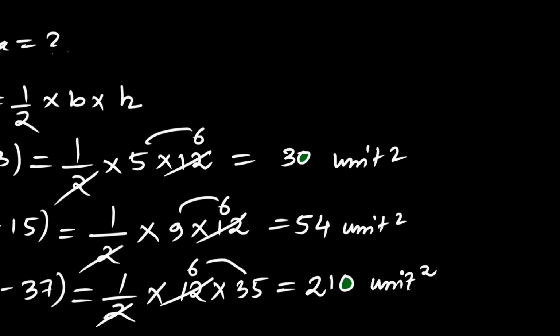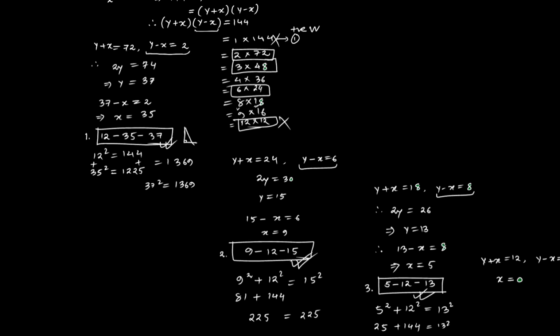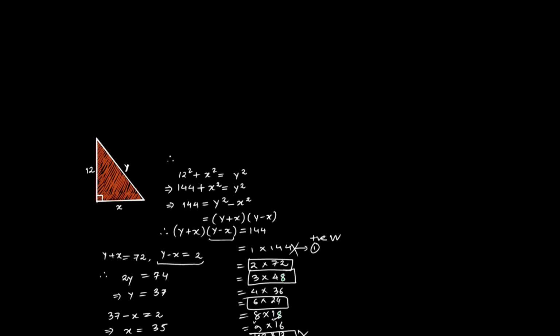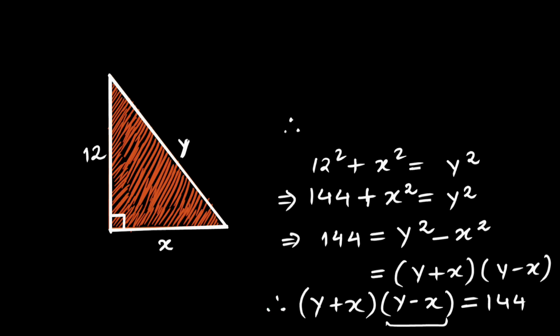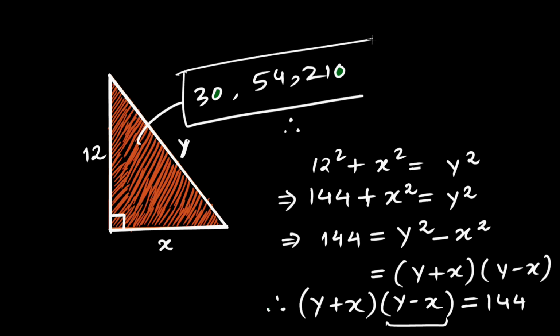This means the information given in the problem is not enough to determine one unique area. There are multiple integer right triangles with a leg of length 12, and each one produces a different area. Therefore, the correct conclusion is that the area cannot be determined uniquely. It could be 30, 54, or 210 square units, depending on which valid triangle we have.